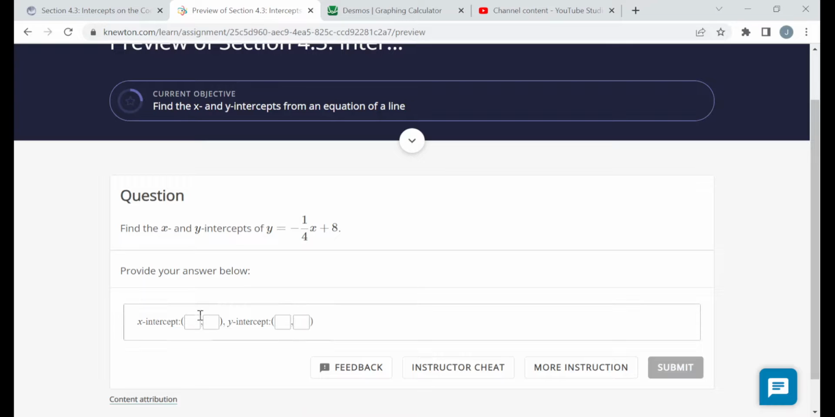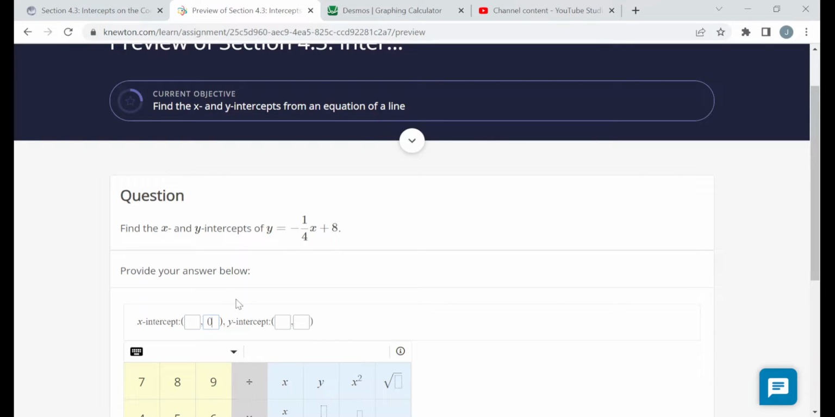Alright, so again, x-intercept, I'm putting in 0 for y. Now if I do that, you'd have 0 equals -1/4 x plus 8. I'd subtract 8, then multiply by -4. -8 times -4 is positive 32. So 32 would be the x-coordinate of the x-intercept. And of course, 0 for the y.